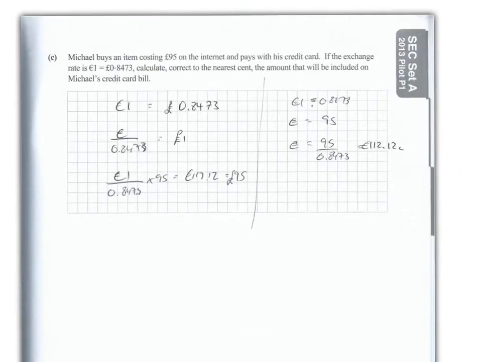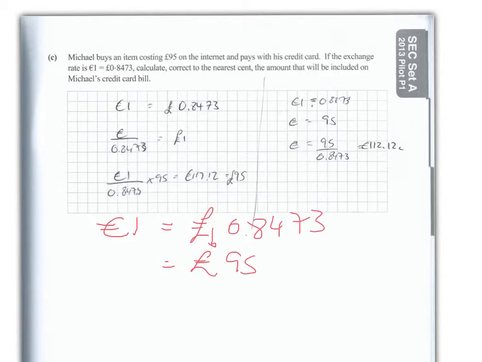Okay, so for part C of the arithmetic question, it's about working with the exchange rate. We're told that €1 is the same as 0.8473 pounds. Okay, so we want to find then what £95 will cost in euros. Okay, so what's £95? We'll keep our pounds under our pounds, and what's that going to be in euros?